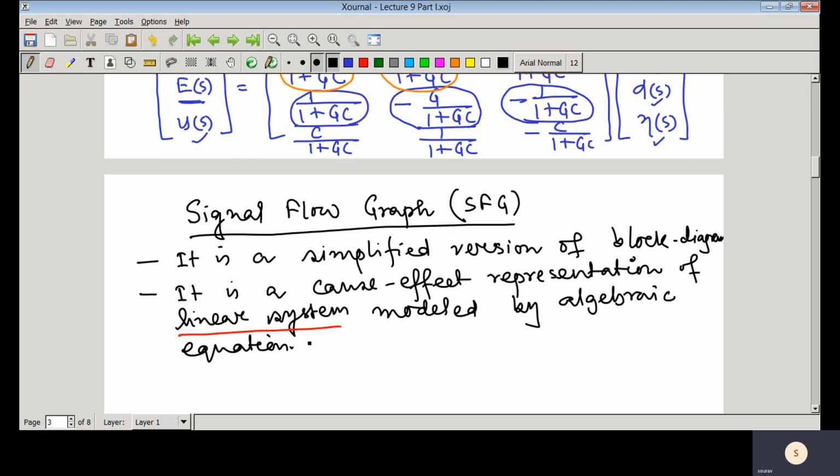So when a linear system is modeled by algebraic equations, you can represent it using a signal flow graph. And you all know that whenever a dynamical system is modeled by a differential equation, just by taking the Laplace transform, you can bring that framework into algebraic form. Then you can apply the signal flow graph. It was introduced by S.J. Mason.